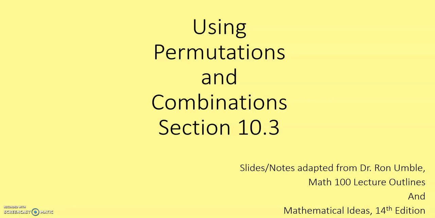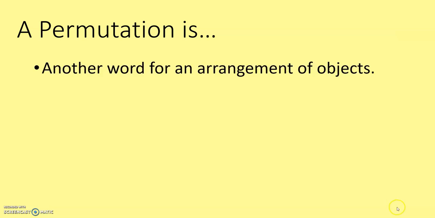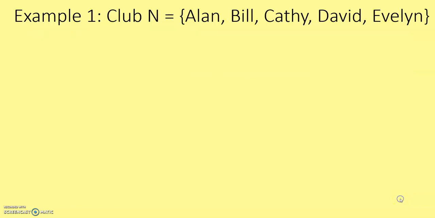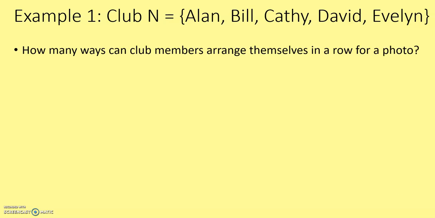Section 10.3, using permutations and combinations. A permutation is another word for an arrangement of objects. Example 1: Club N is Alan, Bill, Kathy, David, and Evelyn. How many ways can club members arrange themselves in a row for a photo?